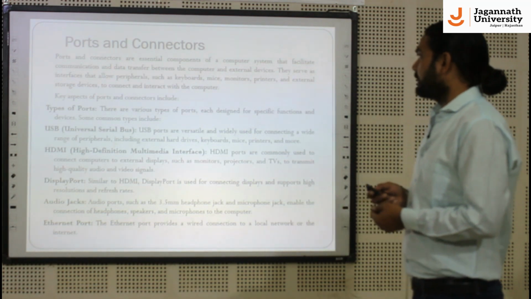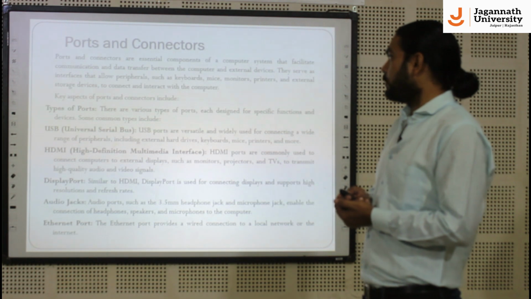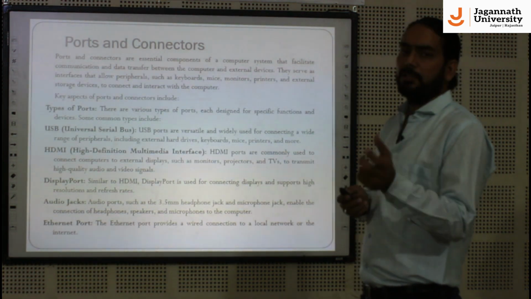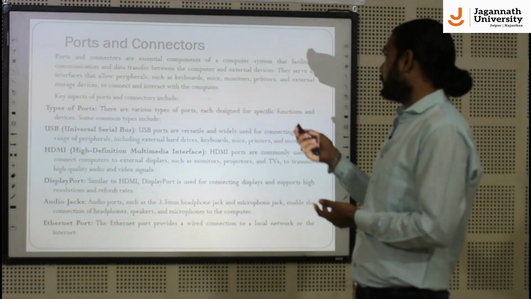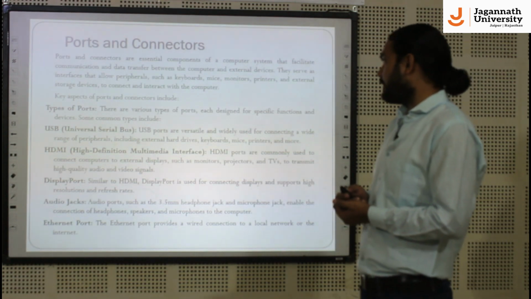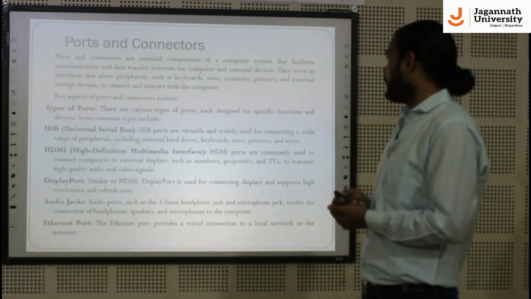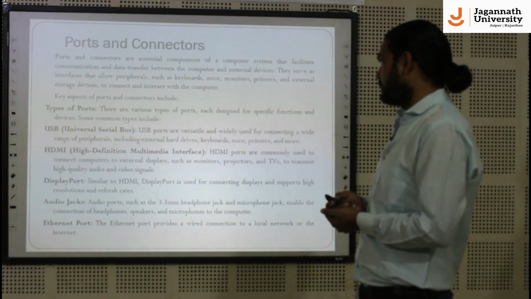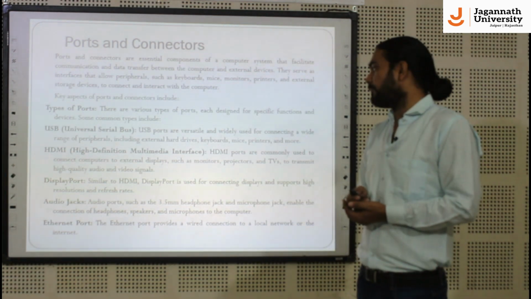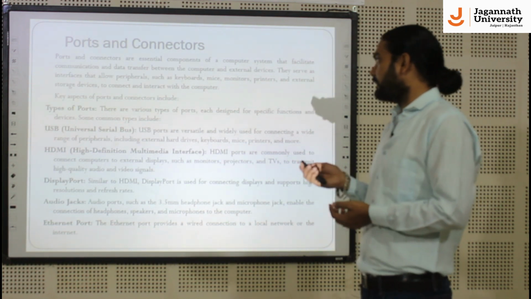These are the ports and the connectors. There are different types of ports. When we talk about USB, HDMI, and DisplayPort, these ports are basically for the communication of our information. USB can be used for a wide range of peripherals, including hard drives, keyboards, mice, printers, and many more. HDMI is used for audio and video signals. DisplayPort also supports high resolutions and refresh rates. Some of the other ports are audio jacks and Ethernet ports.